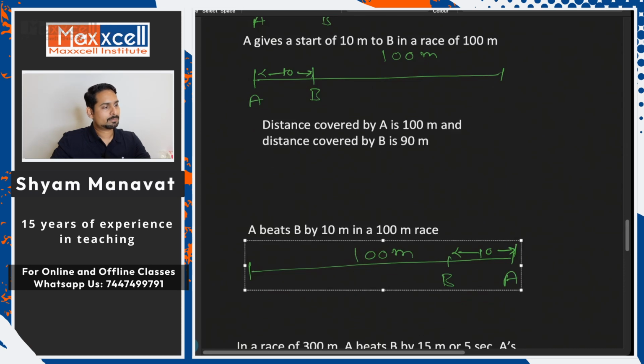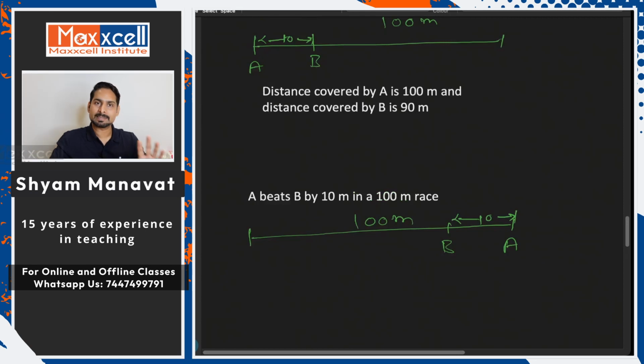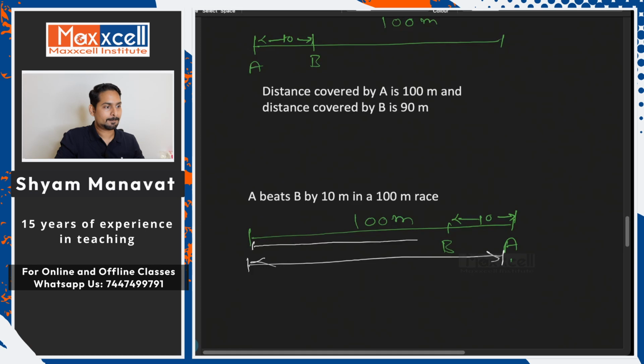Now in both the diagrams, don't you think B is still covering only 90 meters whereas A is covering the entire 100 meters? When A beats B by 10 meters in a race of 100 meters, A reaches the finish line. That means A covers the entire 100 meters, right? Whereas B covers only 90 meters, 10 meters less, right? In that case also, the distance covered by B is 90 meters, whereas the distance covered by A is 100 meters.